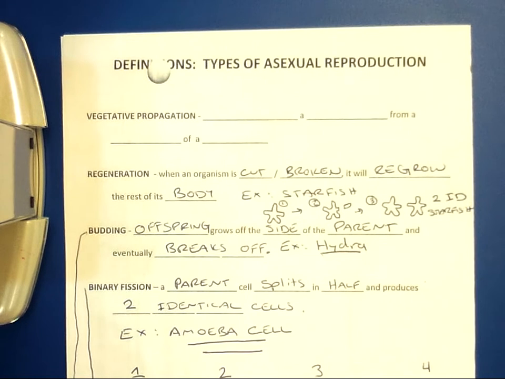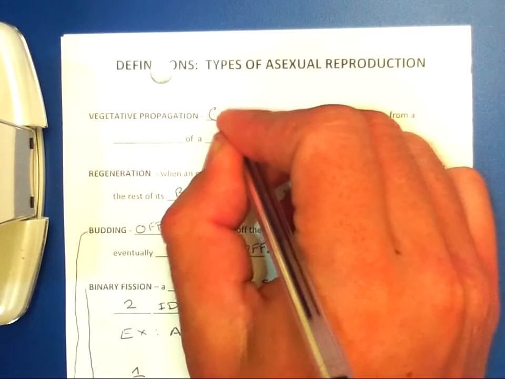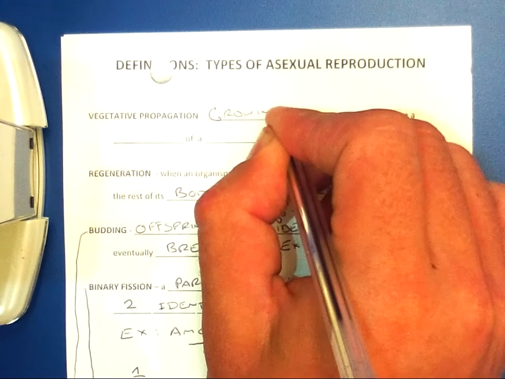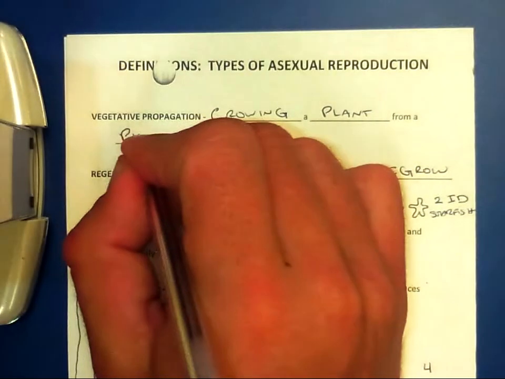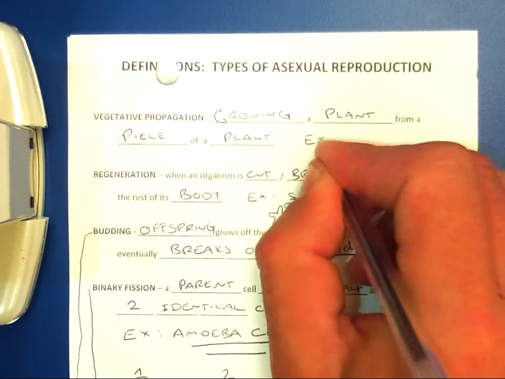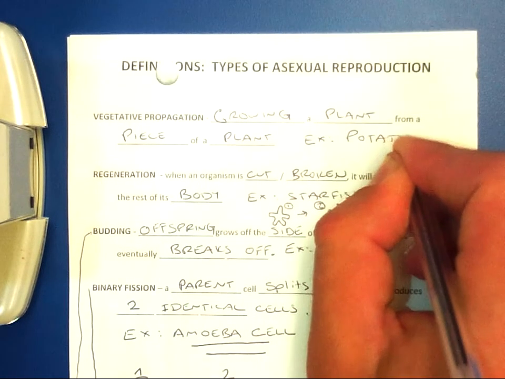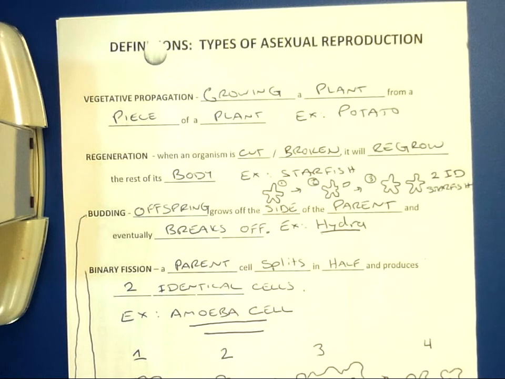And the last one here is vegetative propagation, which is kind of like regeneration, but you're growing a plant from a piece of a plant. An example is a potato. So you cut a chunk of potato off, you plant it in the ground, it will regrow a potato. You can just chop up a potato into little bitty bits and spread it around and plant it all, and you'll have a whole bunch of potatoes.